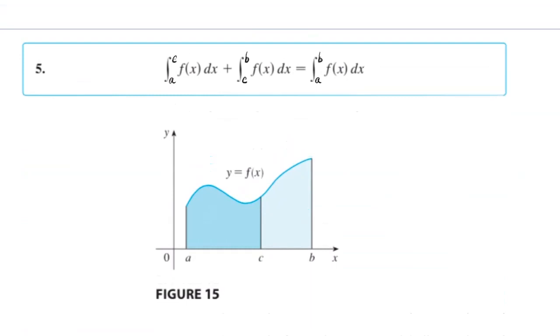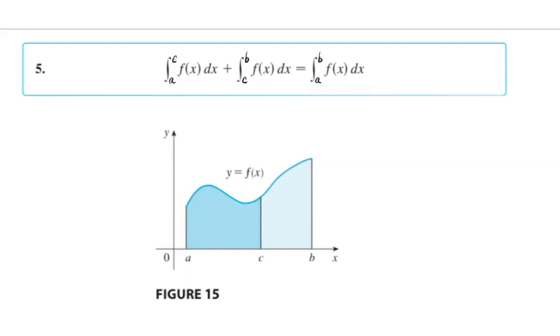But this is another useful property, that the integral can be split up. If you're looking at the formula, I would read it left to right. The integral from a to b, you're thinking about as the area under the whole curve. The area from a to b is the integral from a to b.